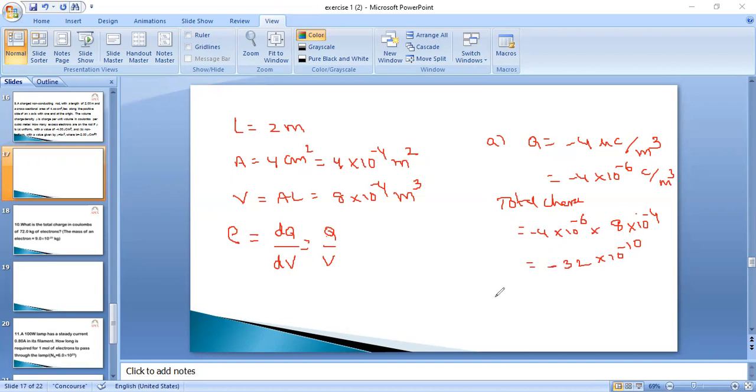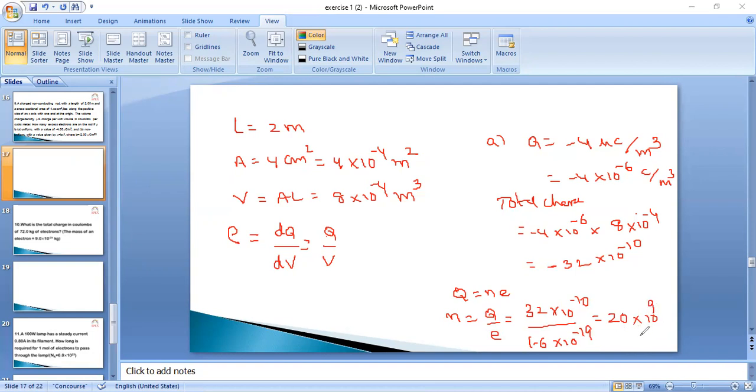If this is the total charge, in this amount of total charge, how many electrons are there? That you have to calculate. We have a simple formula according to quantization of charge. Total charge is nothing but N into e, where N, the number of electrons, is equal to total charge by charge of each electron. What is the total charge? 32 into 10 power minus 10 by the charge of each electron, 1.6 into 10 power minus 19, which is equal to 20 into 10 power 9.